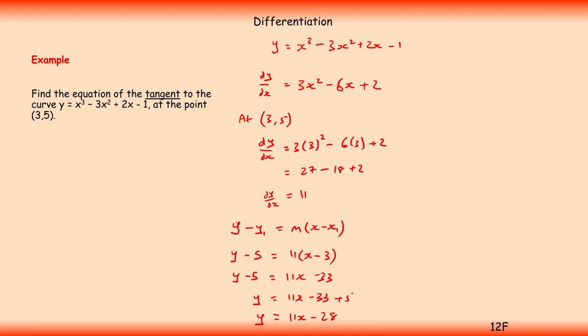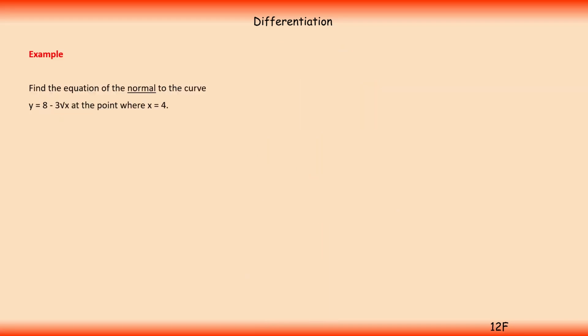So hit pause, copy the example down. When you're ready, hit play and we'll look at another example. Okay. This time it says find the equation of the normal to the curve y equals 8 minus 3 root x at the point where x is equal to 4. So they've only given us the x value this time. We haven't got the y value. We will find that. Just sub the x value into this equation.